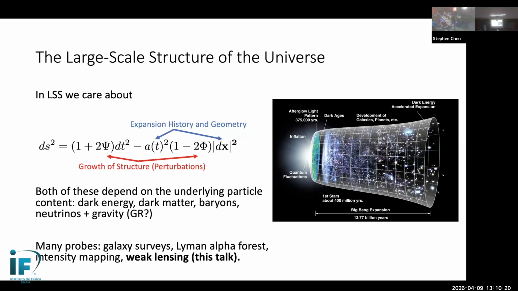And of course, all these things are probed by the distribution of matter and galaxies over 14 billion years of cosmic time, as you can see here in this cartoon that I'm sure you've seen. And there are many, many probes, including, say, galaxy surveys, the Lyman alpha forest, which probes neutral hydrogen, and intensity mapping of the 21 centimeter line, which may or may not one day happen. But in this talk, I'm going to focus on weak lensing. Weak lensing, of course, is the distortion of photon trajectories along their path by these large-scale potentials.